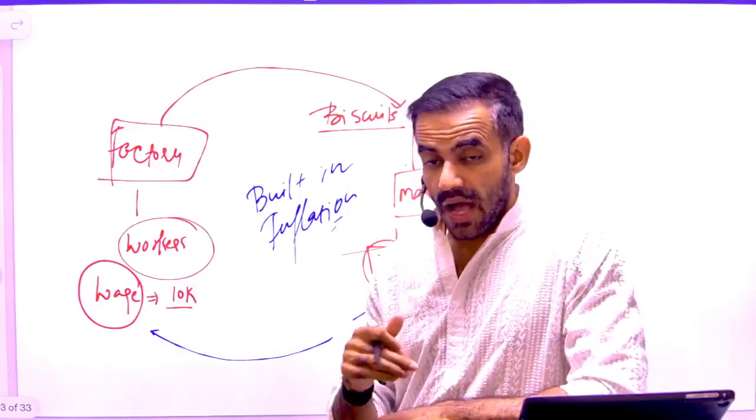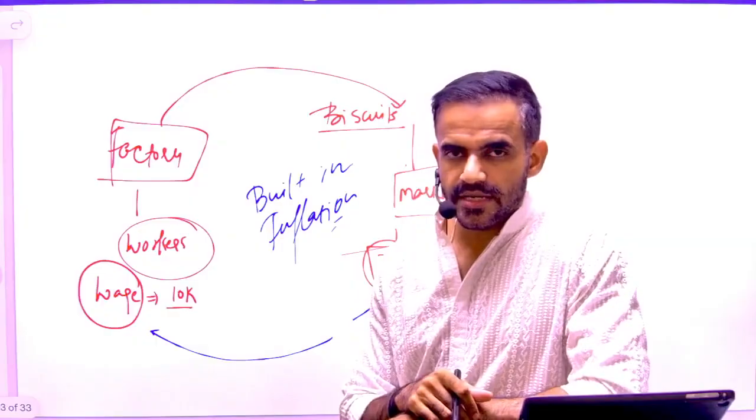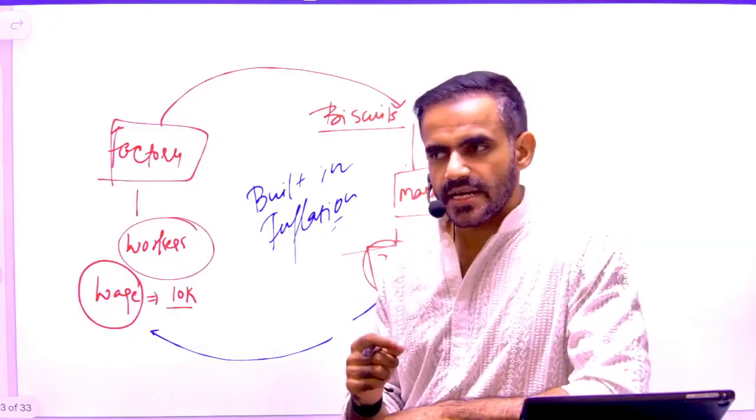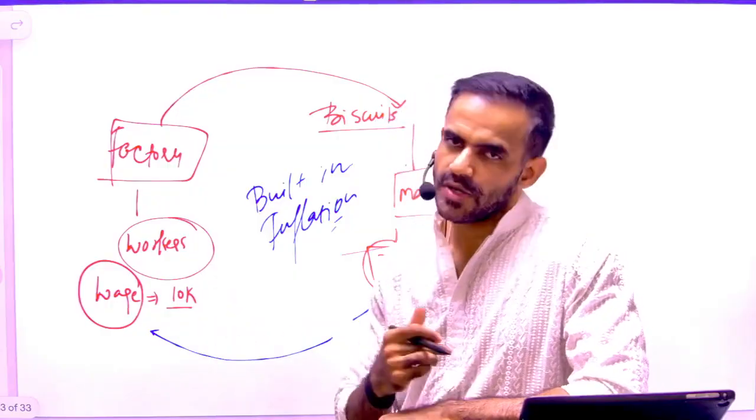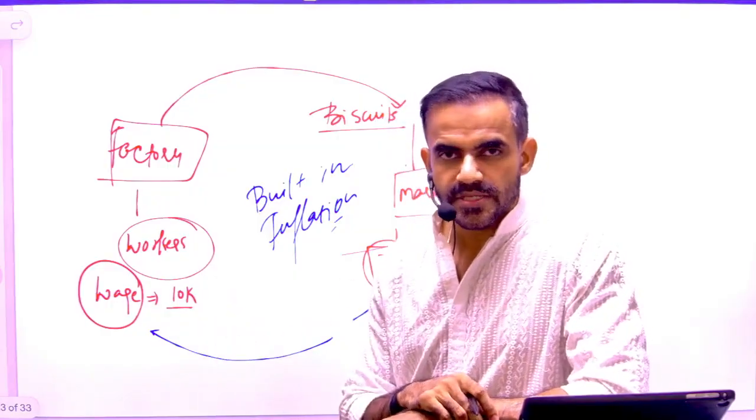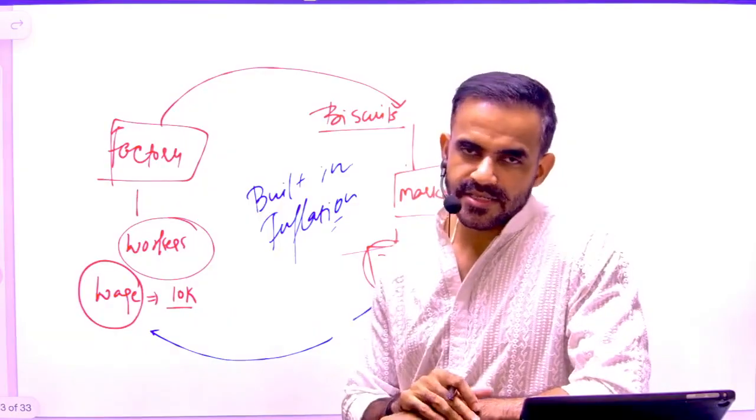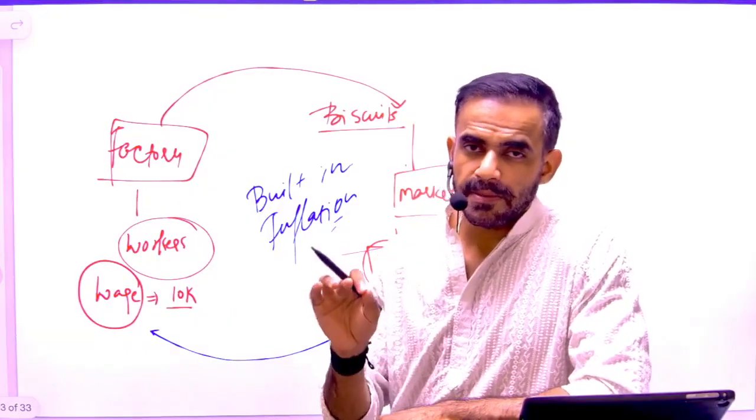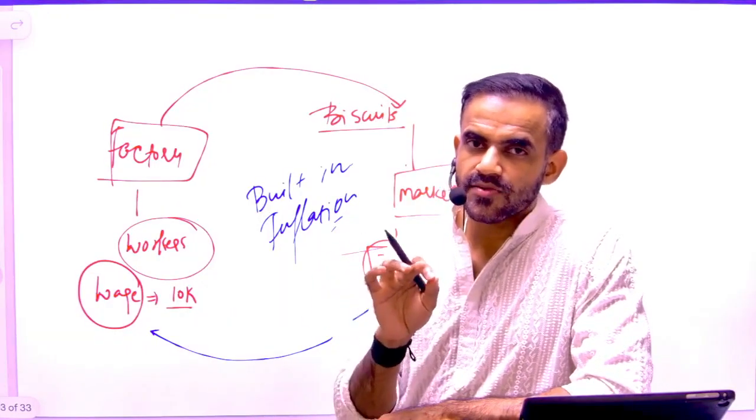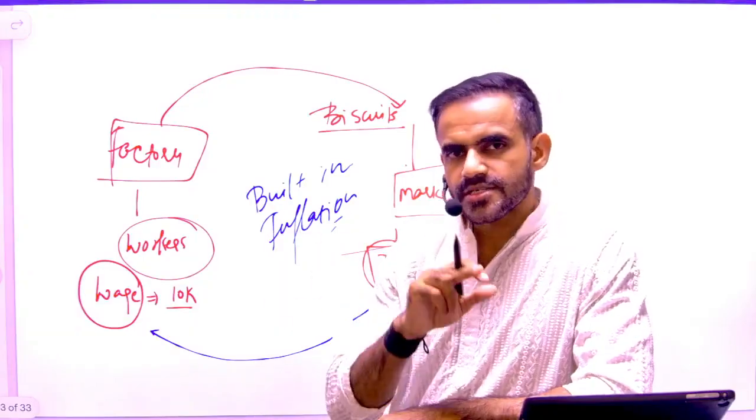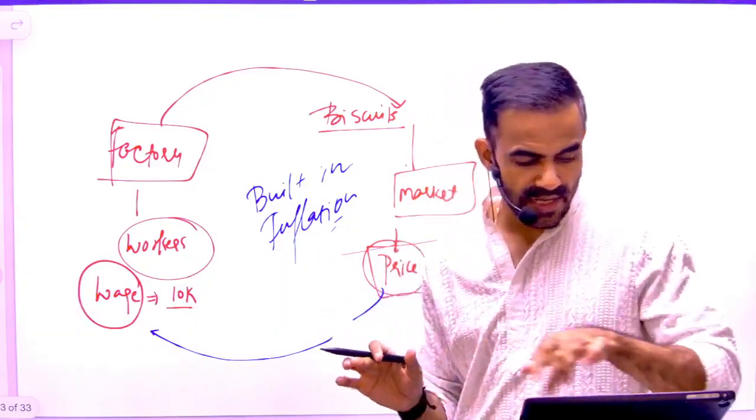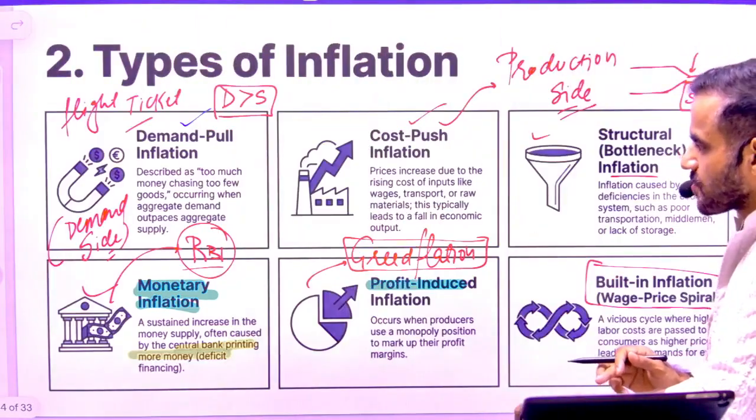Now how is the company going to increase the salary? They cannot increase the salary by cutting their profit, because then they will not be able to sustain their business. So how can they increase the salary? They can increase the salary by increasing the price of the product. And this is how this spiral continues. So that is referred to as the wage-price spiral.